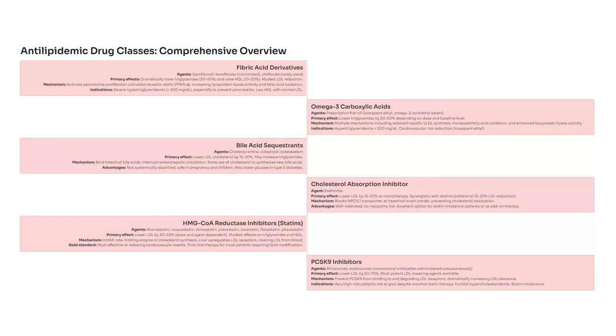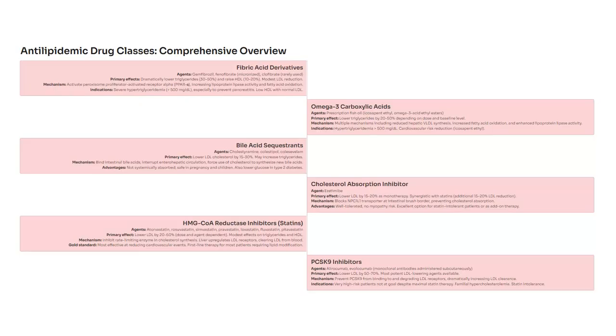And then you have your cholesterol absorption inhibitor, ezetimibe, that lowers the LDL by about 15 to 20% as monotherapy. Works good with statins, and then you'll see an additional 15 to 20% LDL reduction. The advantage is it's well tolerated, there's no myopathy risk, and it's an excellent option for statin intolerant patients or as an add-on therapy. Then you have your PCSK9 inhibitors.